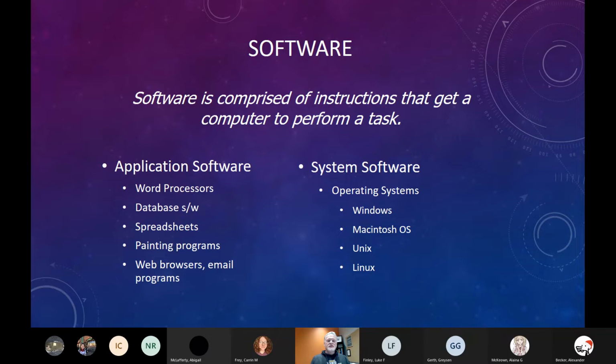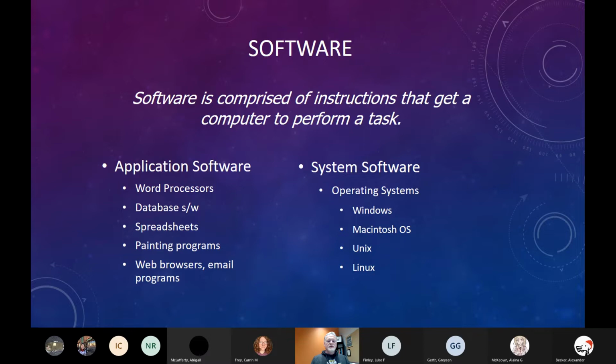There's two main kinds of software. There's application software and system software. Application software is stuff like word processors, like Word, databases, like Access, spreadsheets like Excel or Google Sheets, painting programs, web browsers, email programs, games. All these things fall under application software. They're usually things that are developed to perform a certain task.